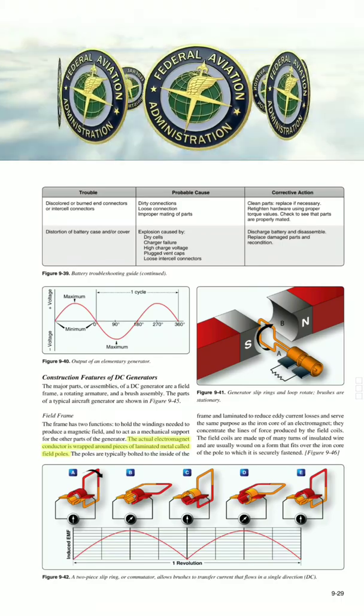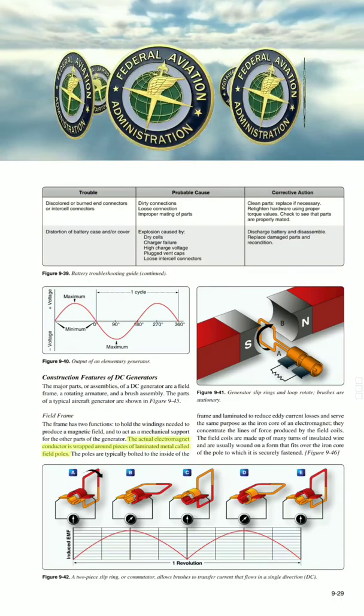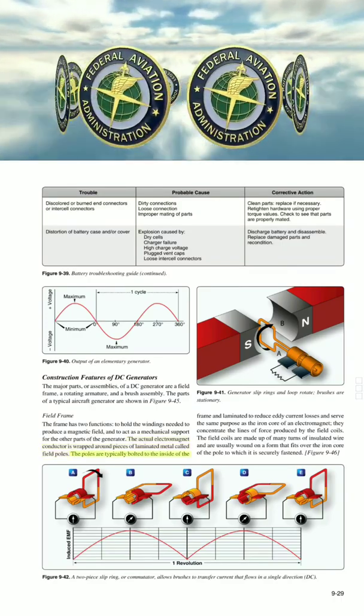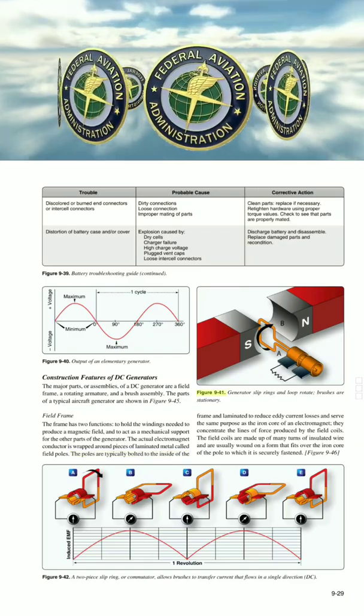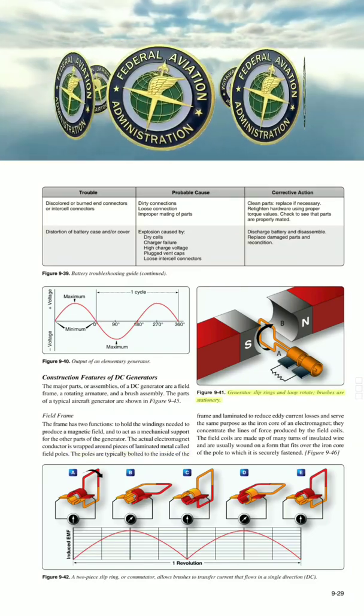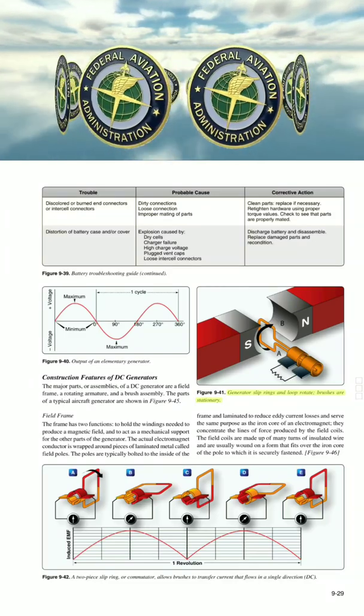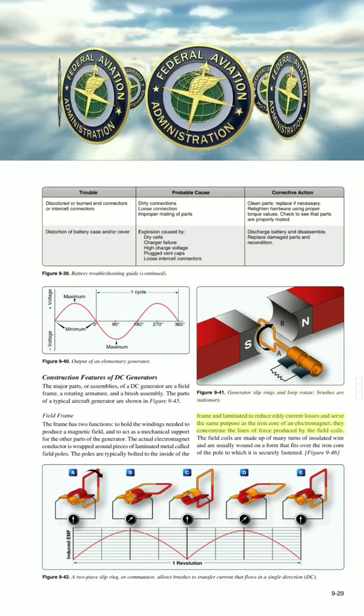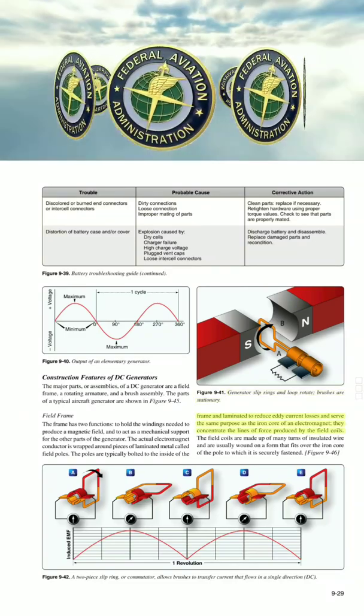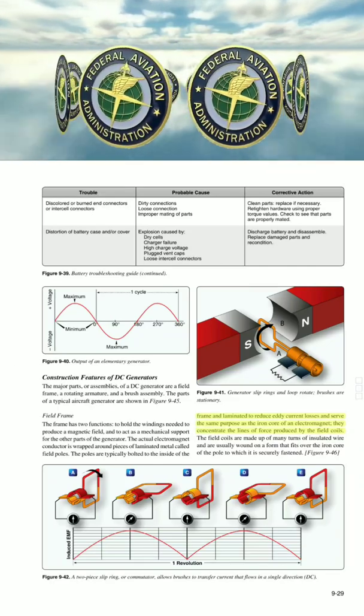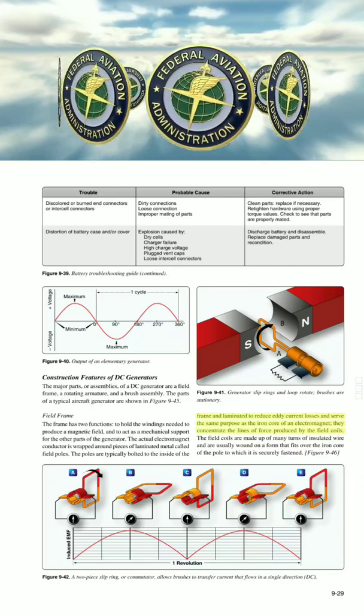The actual electromagnet conductor is wrapped around pieces of laminated metal called field poles. The poles are typically bolted to the inside of the frame and laminated to reduce eddy current losses, and serve the same purpose as the iron core of an electromagnet. They concentrate the lines of force produced by the field coils. Figure 9-41. Generator slip rings and loop rotate. Brushes are stationary.